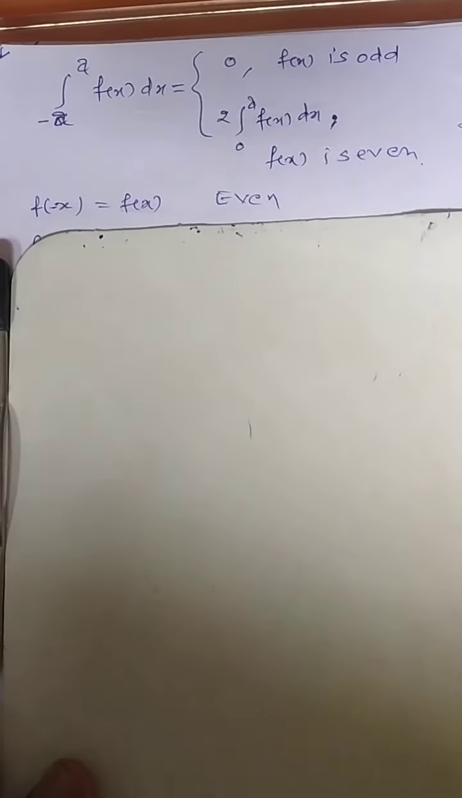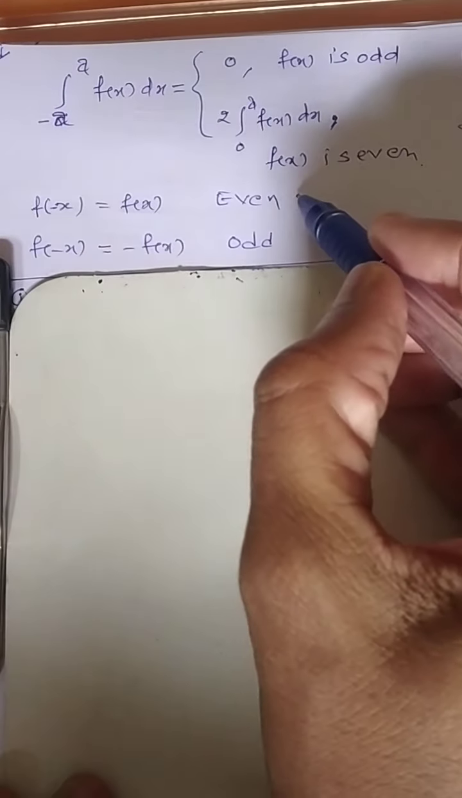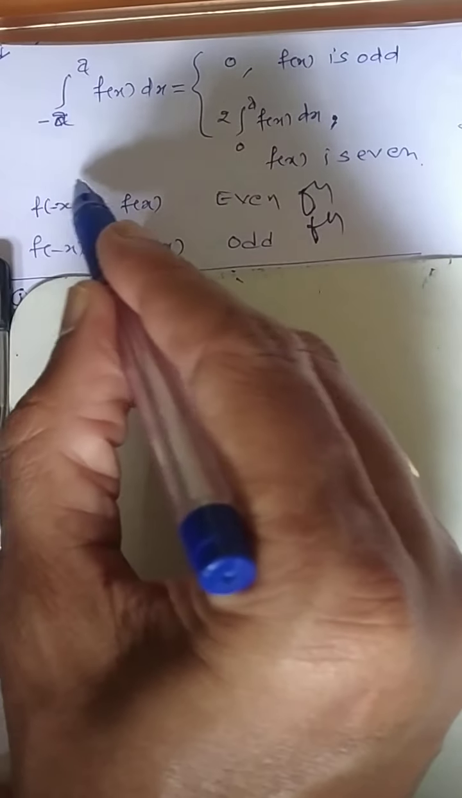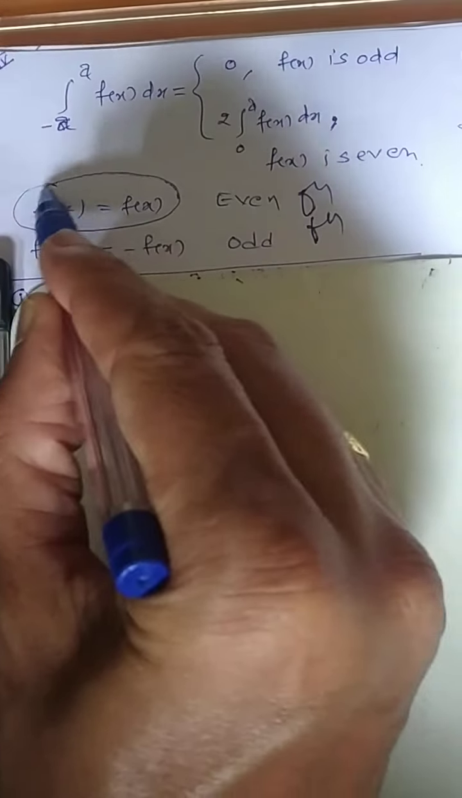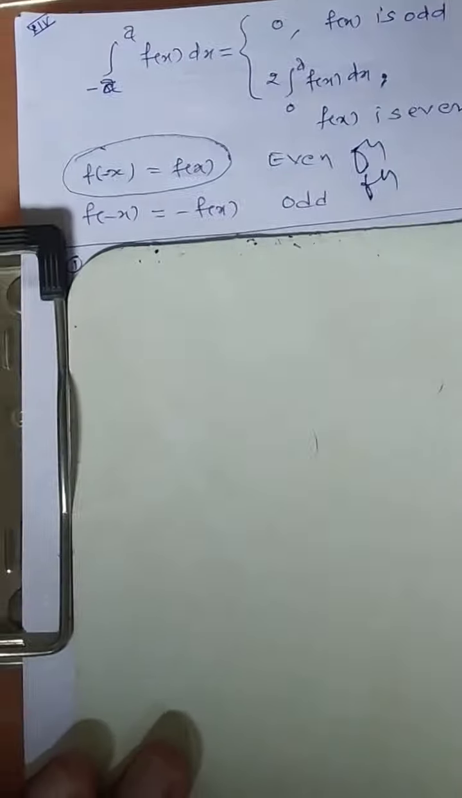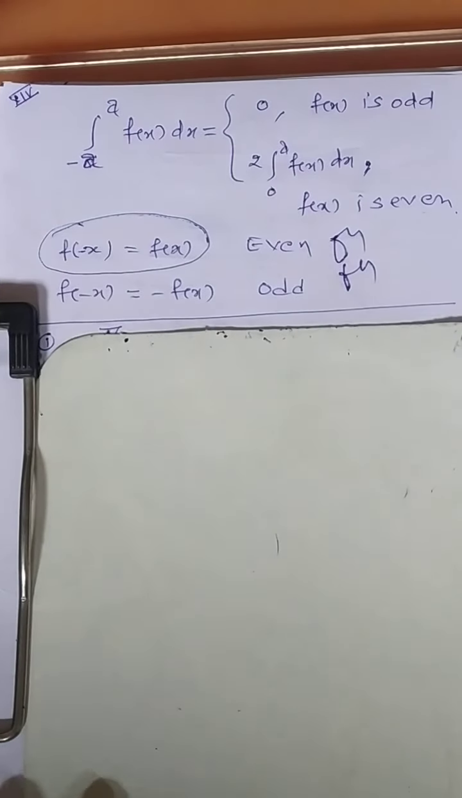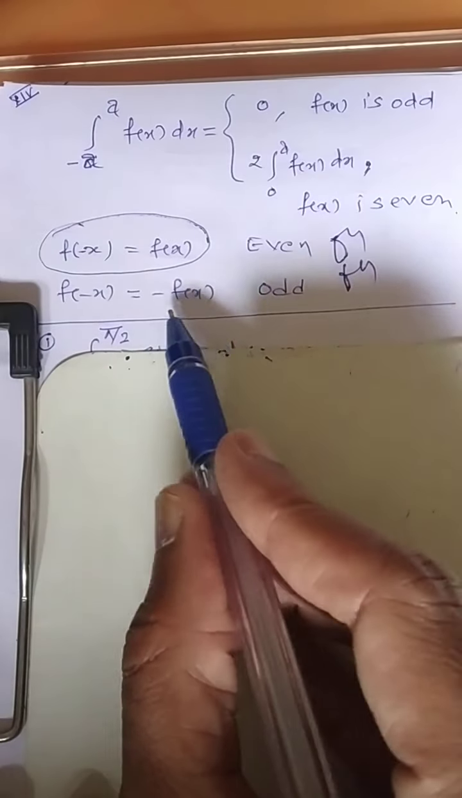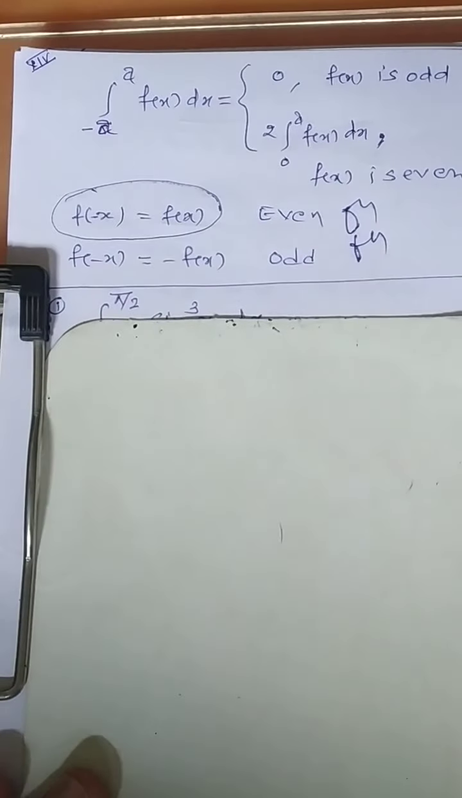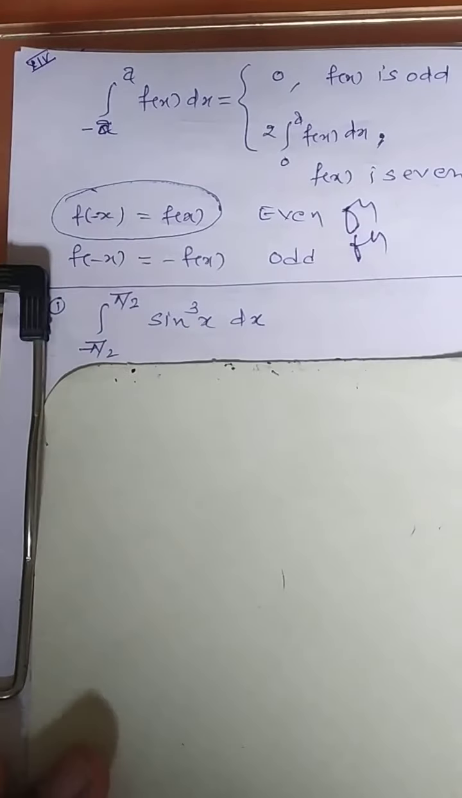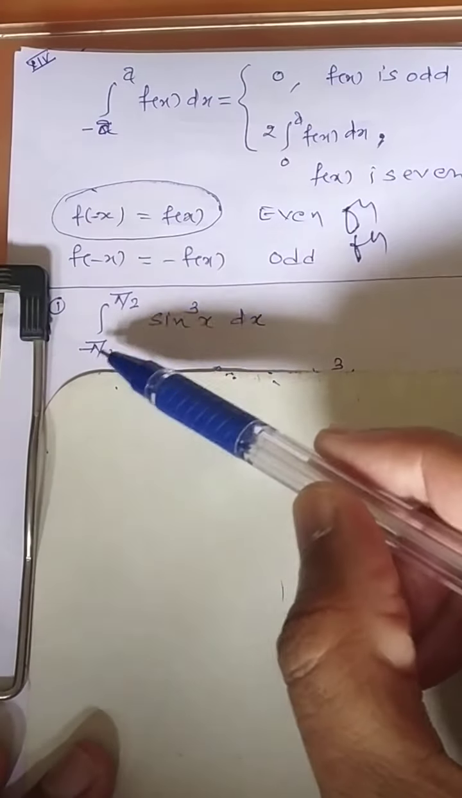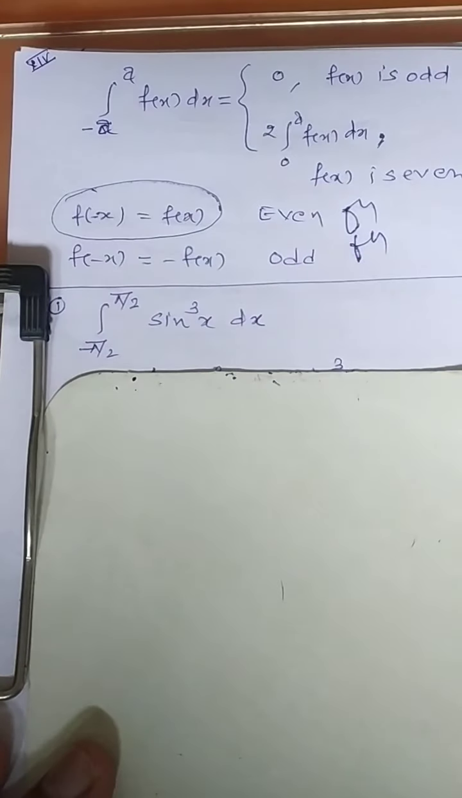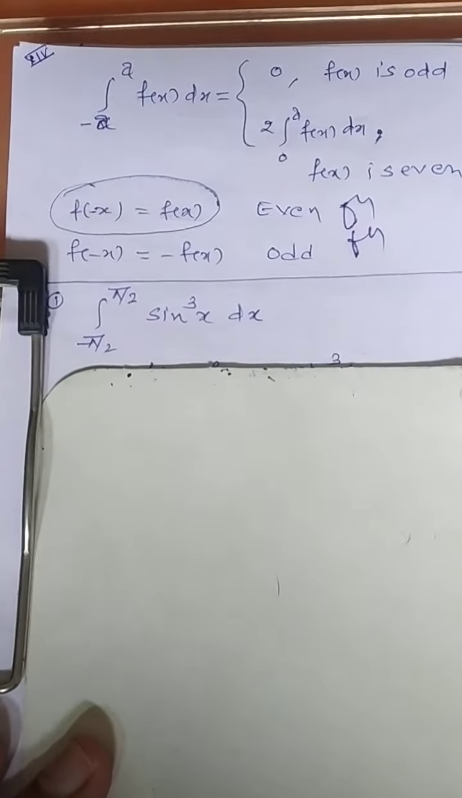Now you must try to understand the meaning of even function and odd function. Whenever you replace x by minus x in the function f of minus x and the expression remains the same, that is called even. But if you change x to minus x and you get negative of f of x, then the function is said to be an odd function. So now look here: lower limit and upper limit are opposite, the same value, positive and negative. This is the question based on this property.